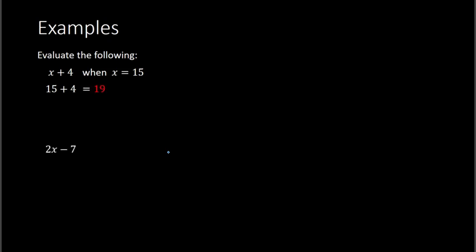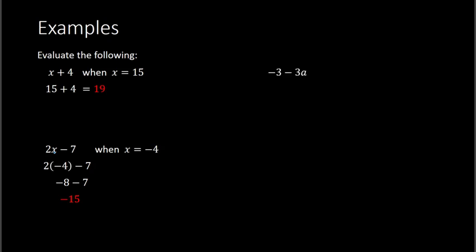Next we have 2x minus 7. Evaluate when x equals negative 4. So remember, if the 2 is next to the variable, so 2x, what that means is that you are multiplying 2 times x. So instead of 2 times x minus 7, we now have 2 times negative 4 minus 7. So 2 times negative 4 would be negative 8. So we have negative 8 minus 7, which would equal negative 15.